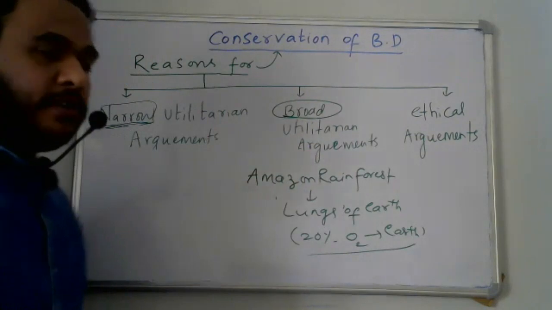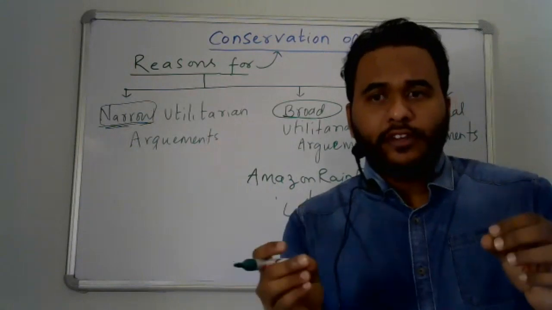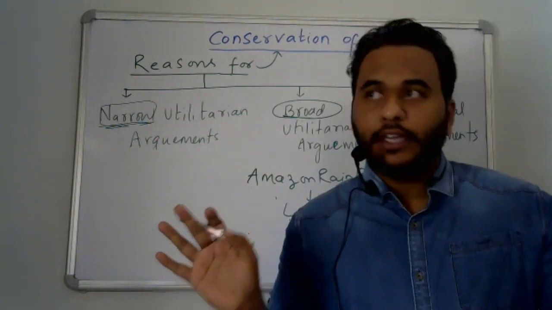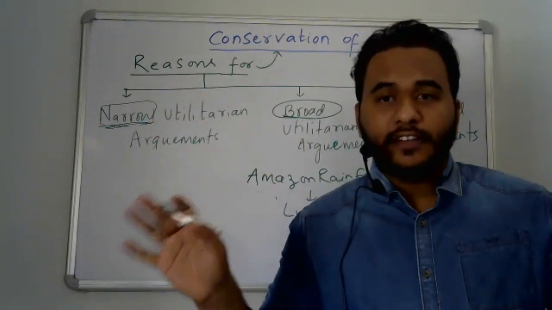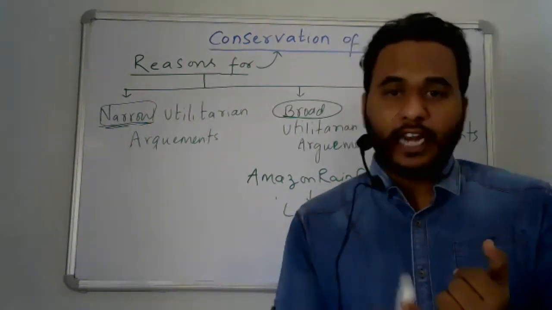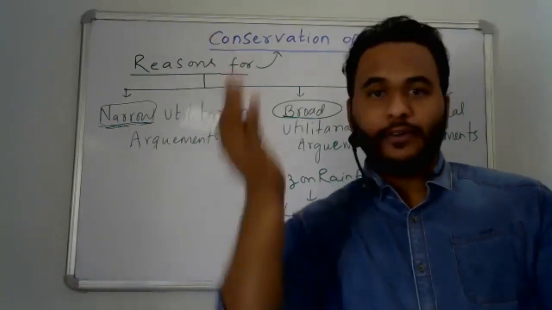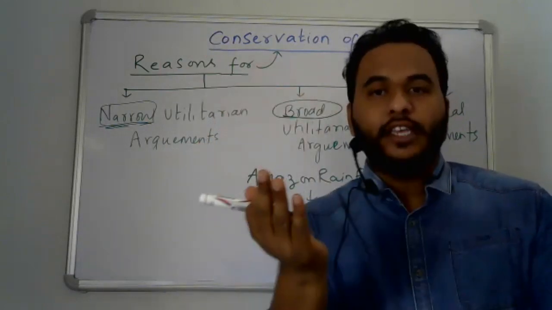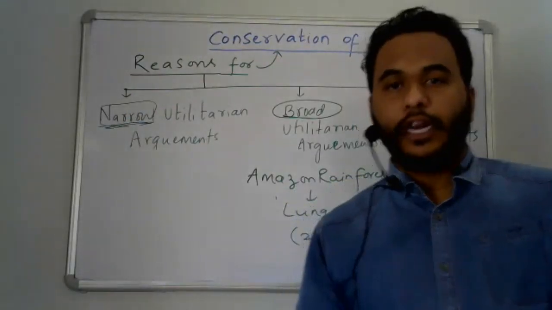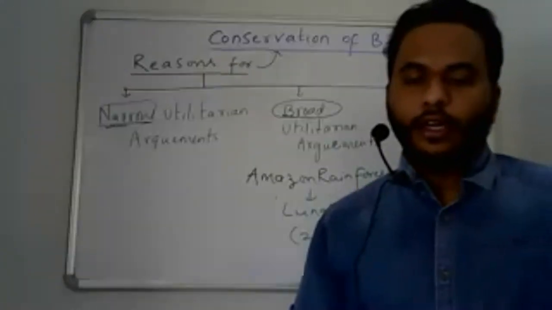Broad utilitarian arguments. And also, apart from that, the forests are the chief sources for ecological balance. The ecological balance is existing because of the forest only, number one. And number two, pollination followed by fertilization in the plants that leads to new plant growth, right? So this is all broad thinking, not narrow thinking. We are thinking beyond our human beings' utilization. That comes under broad utilization.